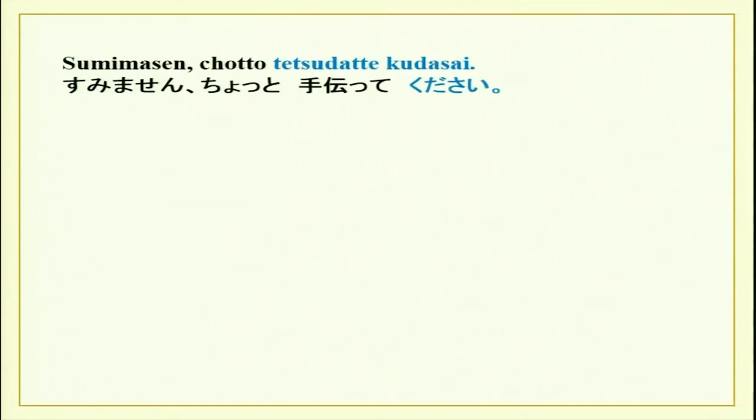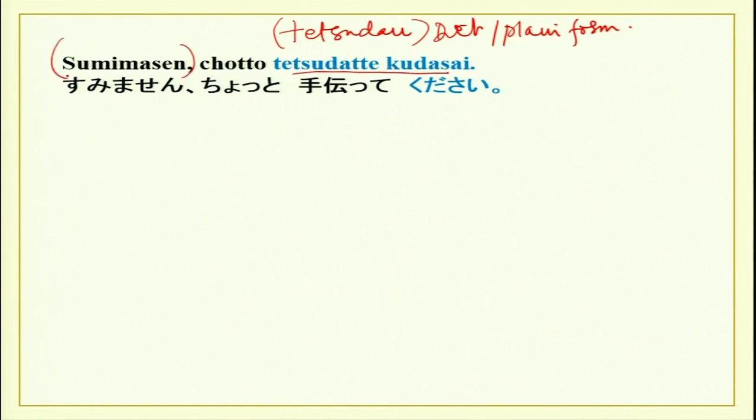How will you make a request to someone to do something for you or to do something with you? So we are using this word tetsudau. Tetsudau. This is the dictionary form or plain form. Sumimasen, chotto tetsudatte kudasai. So whenever you are requesting someone to do something, obviously you are going to say sumimasen, or please excuse me, or I'm sorry, I'm going to be taking your time. So basically all of that will come to sumimasen.